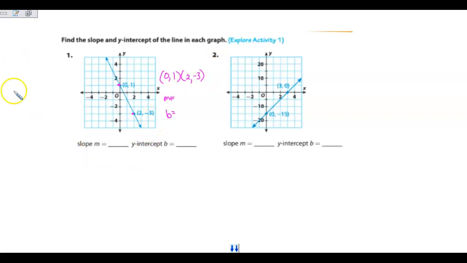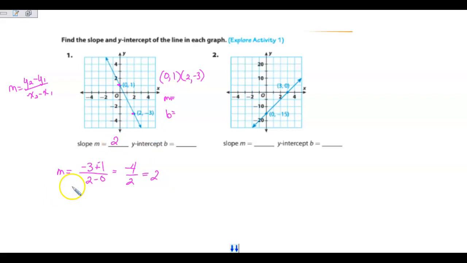So slope is the change in y over the change in x. So I have negative 3 minus 1, and I have 2 minus 0. Double checking, the 3 and the negative 3 and the 2 are together, and then 0 and the 1 are together. Okay? Negative 3 minus 1 is the same thing as negative 3 plus negative 1. So that's going to be negative 4. And 2 minus 0 is 2. So my slope is going to be negative 2.